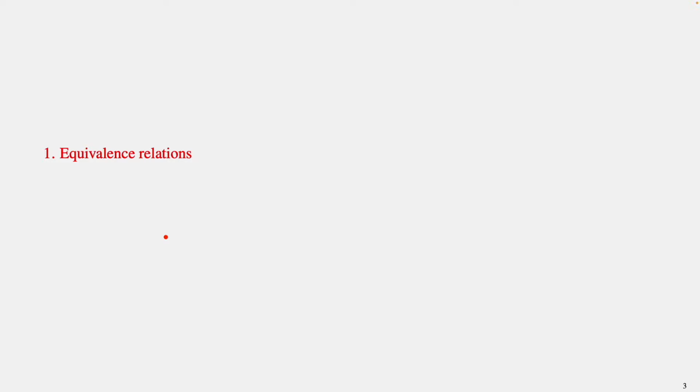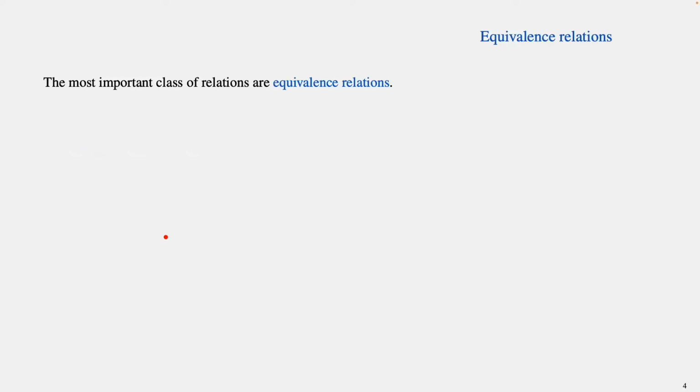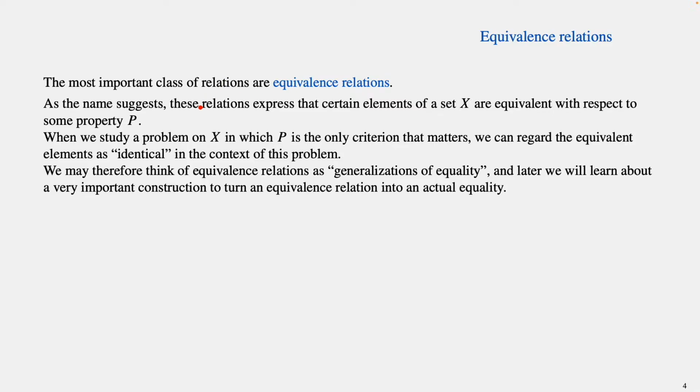We begin by introducing equivalence relations. So in the previous chapter of this course, we learned about relations, and the most important class of relations are equivalence relations. And as their name suggests, these relations express that certain elements of a set are equivalent with respect to some property, which for now I call P. So when we study a problem on the set X, in which this property P is the only criterion that matters, then we can regard the equivalent elements as identical in the context of this problem.